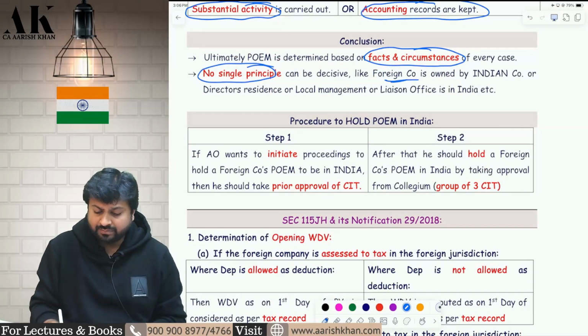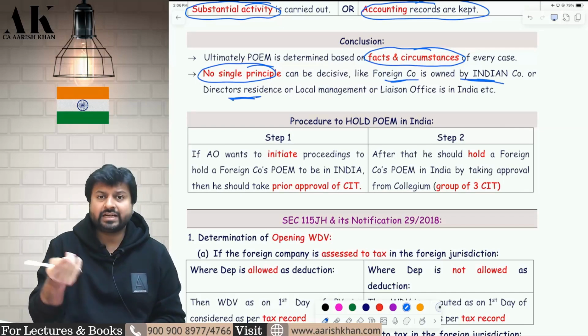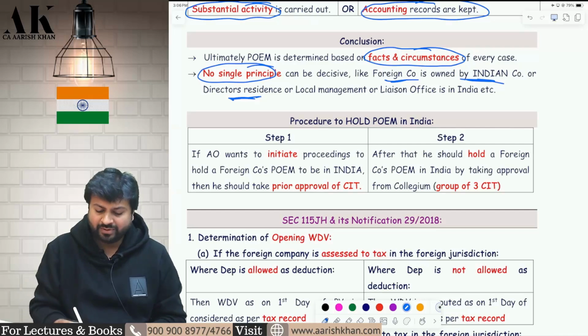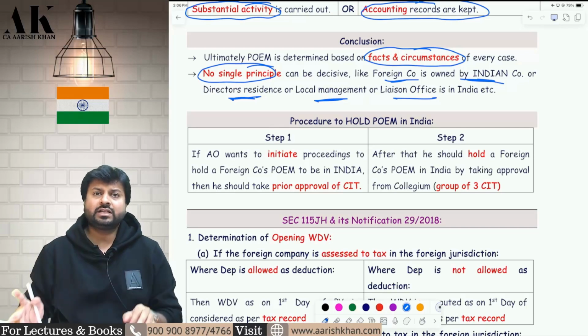Just because the foreign company is owned by an Indian company, you cannot say the POEM is in India. Just because the directors are residing in India, you cannot say the POEM is in India. Just because the local management or liaison office, what is a liaison office? I'll be talking about that in a while, is in India, you cannot say the POEM is in India.